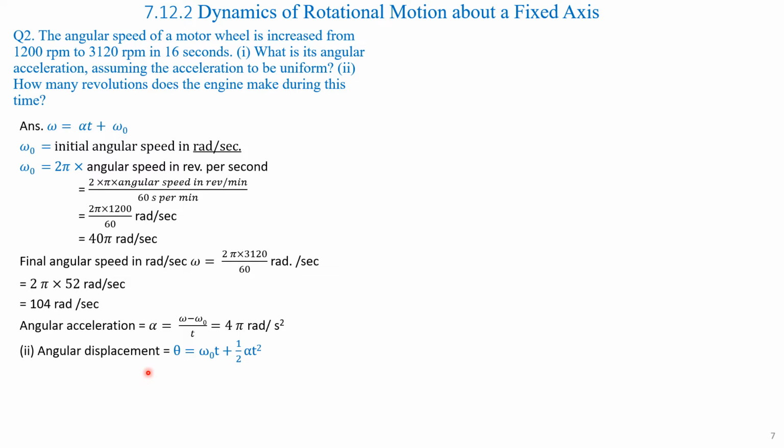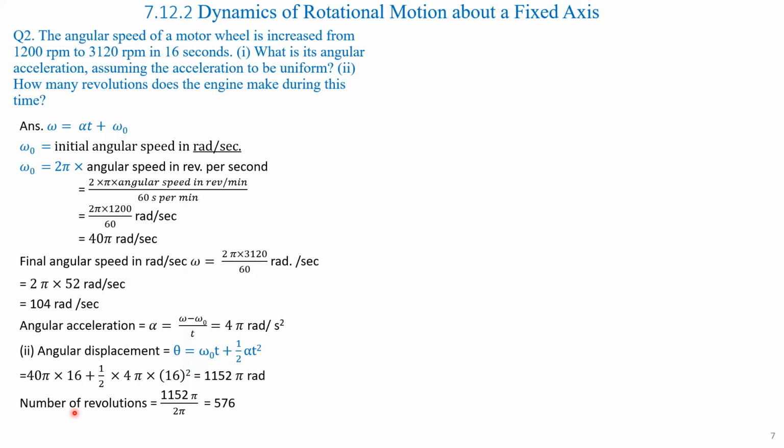We are also required to calculate angular displacement: theta is equal to omega naught t plus half alpha t squared. Substituting the values, omega naught is 40 pi, which we calculated here, into 16, t is 16 seconds, plus half into 4 pi, alpha is 4 pi, which we calculated here, into 16 squared. Simplifying, we get 1152 pi radians.